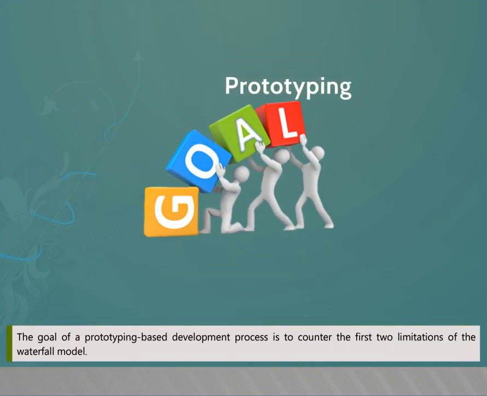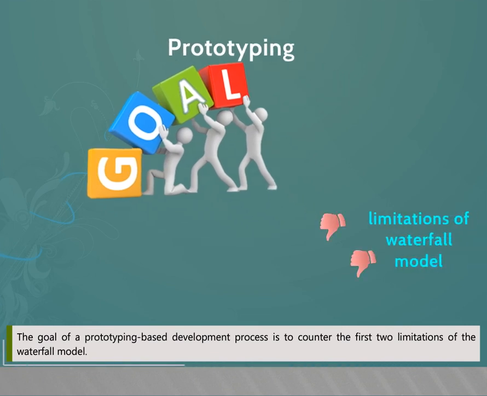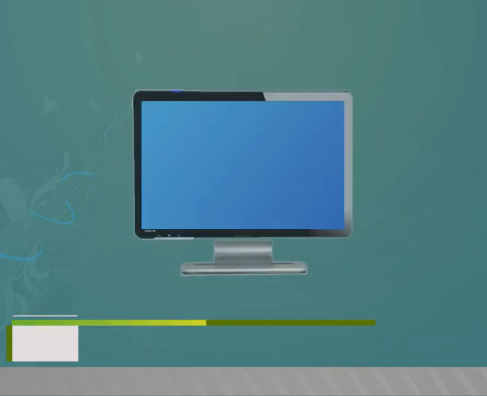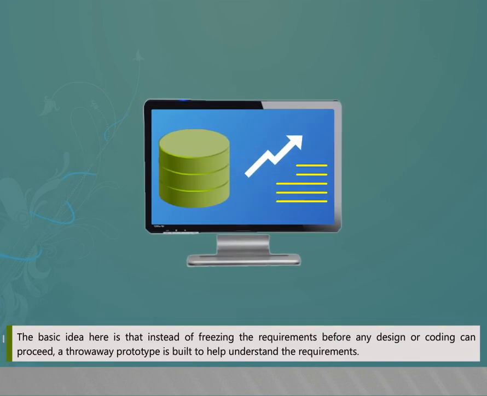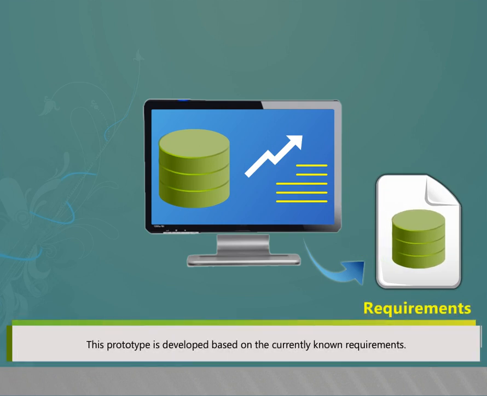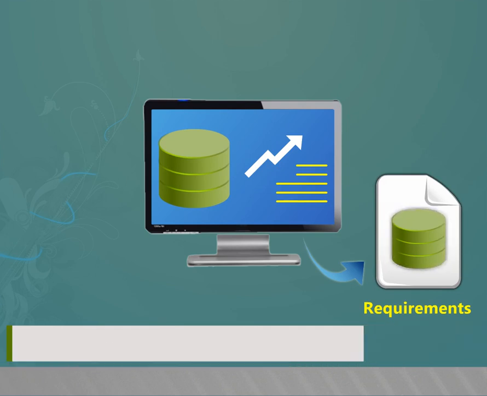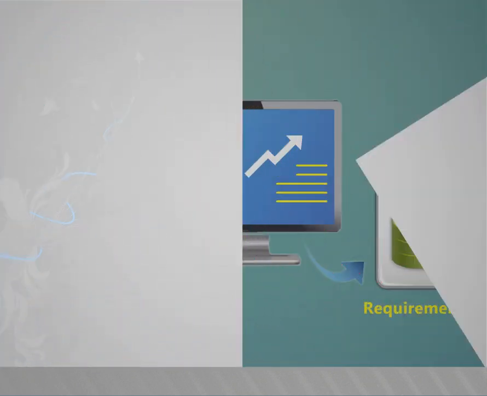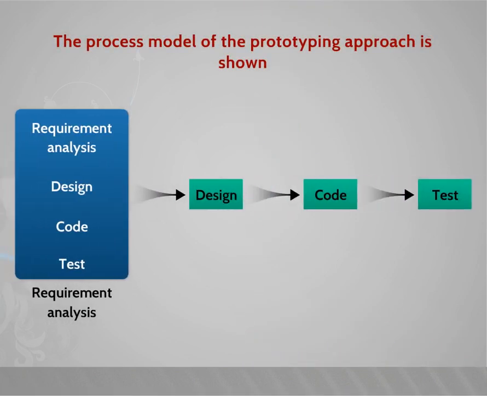The goal of a prototyping-based development process is to counter the first two limitations of the Waterfall model. The basic idea here is that instead of freezing the requirements before any design or coding can proceed, a throwaway prototype is built to help understand the requirements. This prototype is developed based on the currently known requirements. The process model of the prototyping approach is shown in the figure.